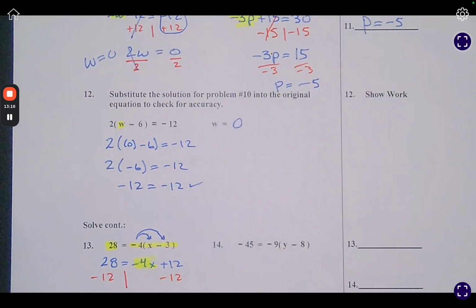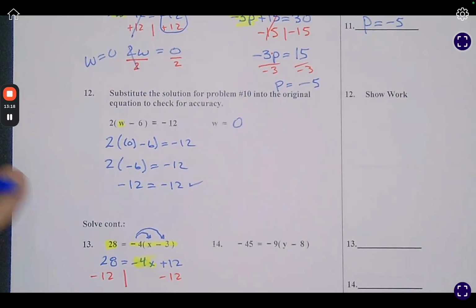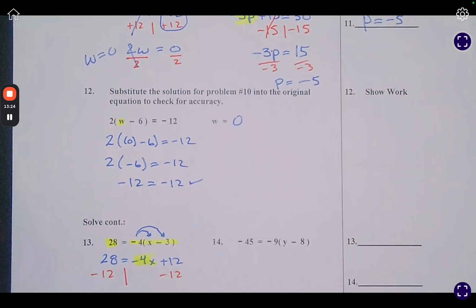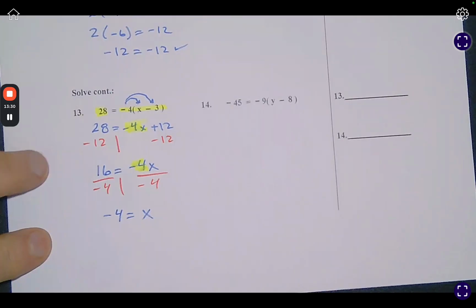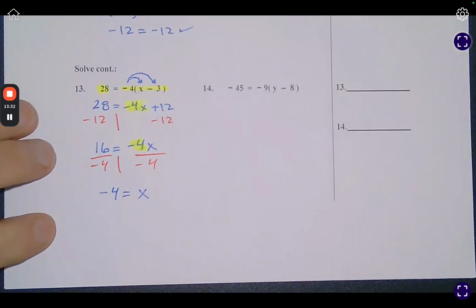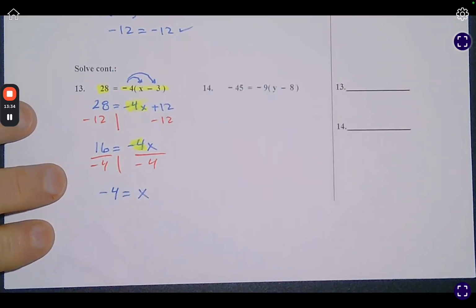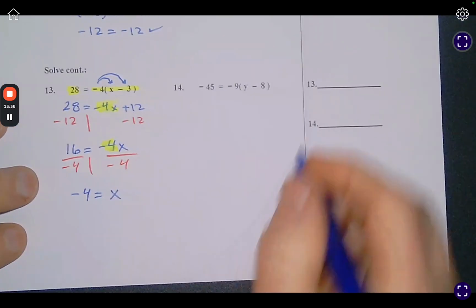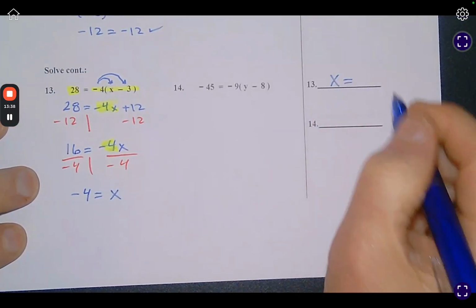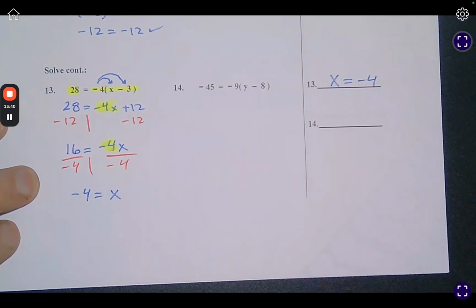I still do the same thing, right? Now I got to get rid of that. So that's -4 times x. So I'm going to go ahead and divide by -4. And that gives me -4 equals 1x. Whoa! Sorry, I disappeared on you for a minute. All right. Never give me an answer that looks like that, though, right? Always write x equals -4.